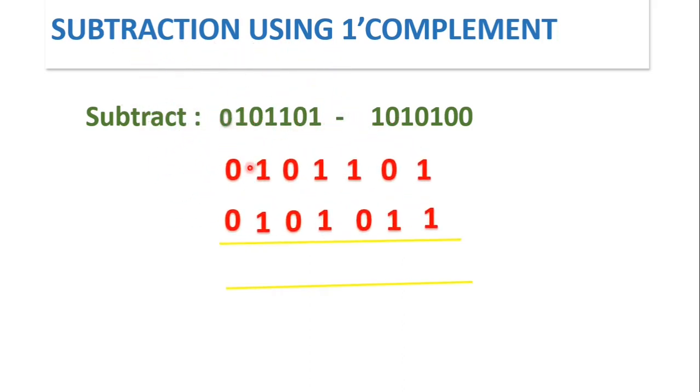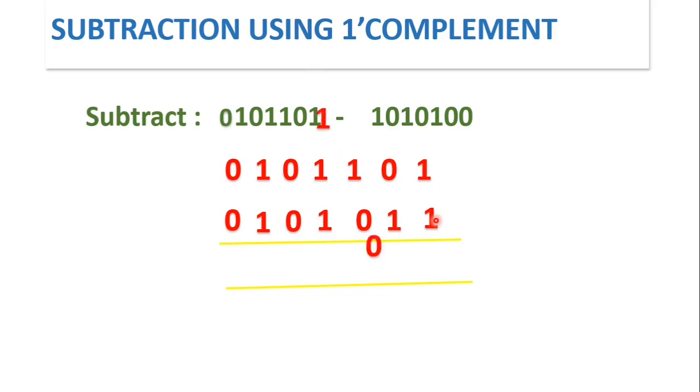So I have written this number as it is, and we have calculated the ones complement of this number. So 1 is replaced by 0, this 0 is replaced by 1, this 1 is replaced by 0, this 0 is replaced by 1, this 1 is replaced by 0, and these zeros are replaced by 1. And then we have to add these numbers.